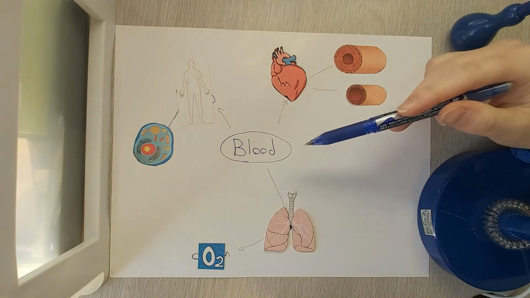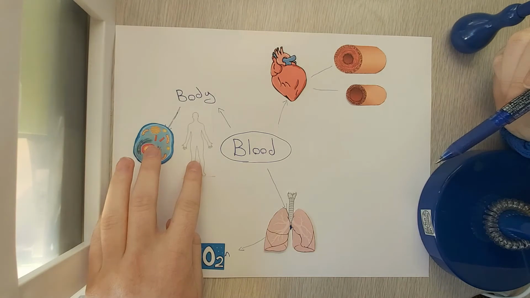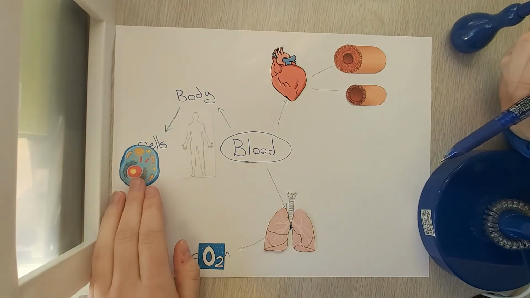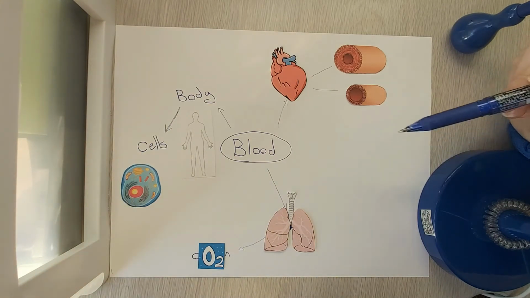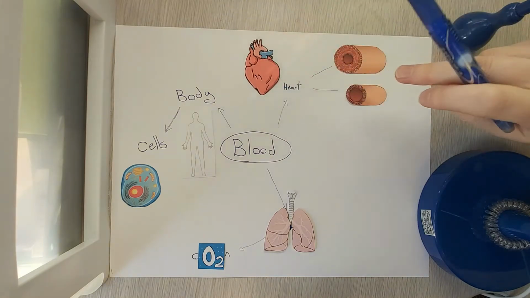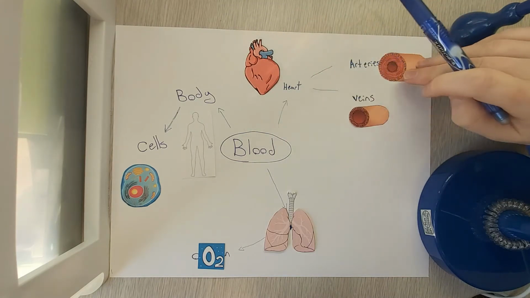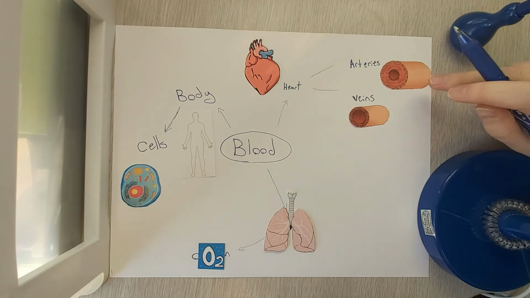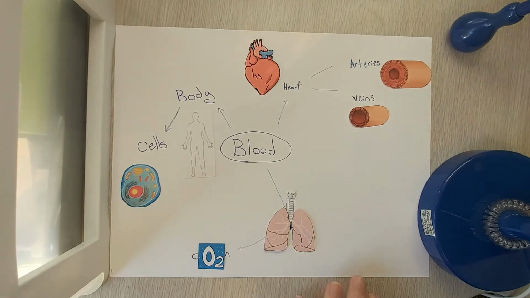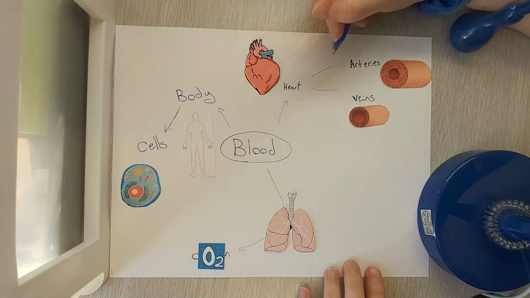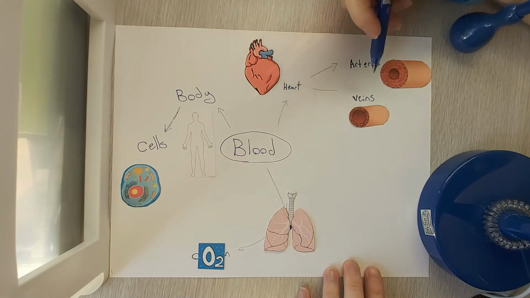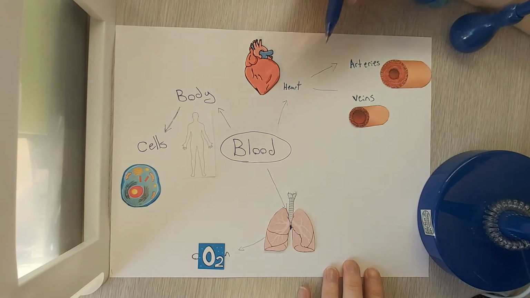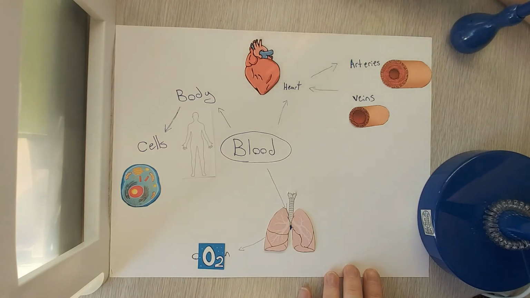So blood moves throughout our entire body, so it reaches all of our cells. It is pushed by the heart through arteries and veins. Arteries are much thicker and have more layers to them, and they move blood away from the heart, whereas veins are much smaller and they carry blood to the heart.